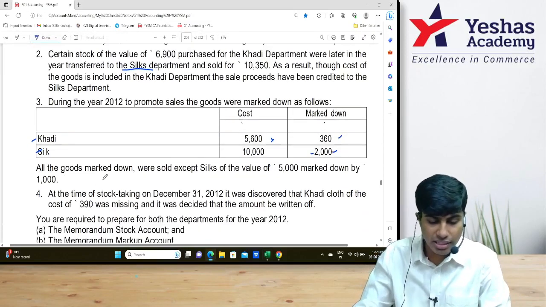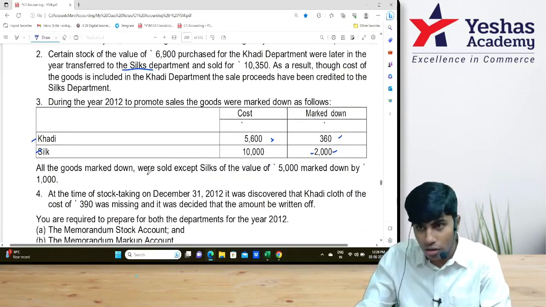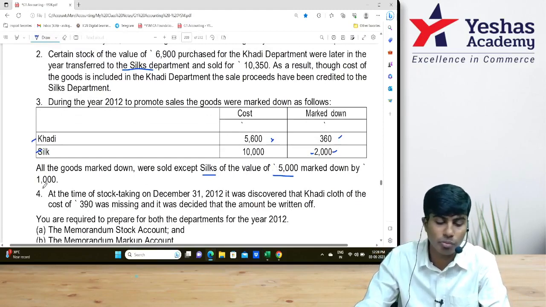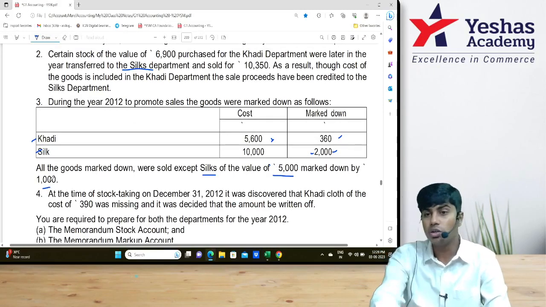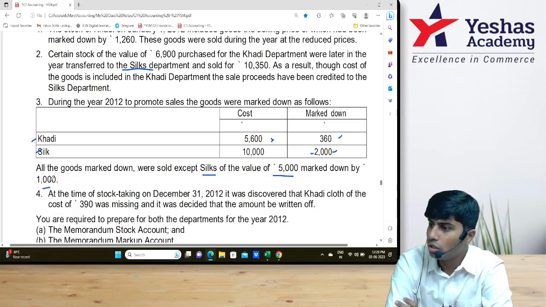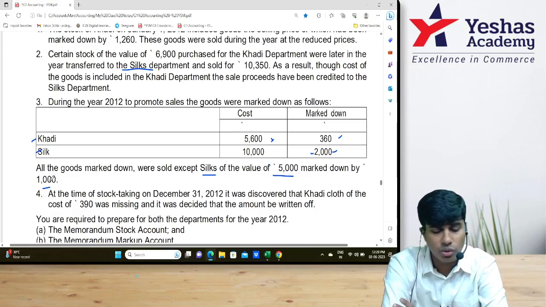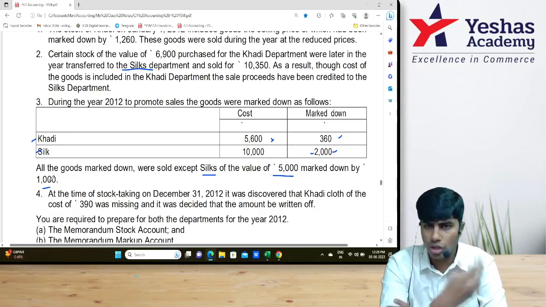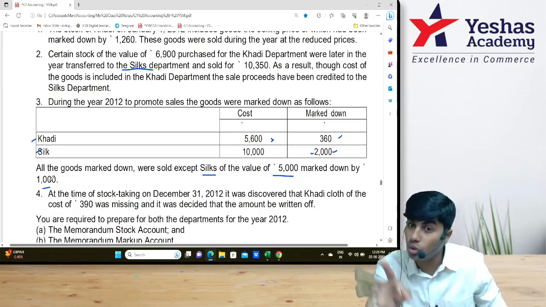But it very clearly says all the goods marked down were sold except silks of value 5,000 marked down by 1,000. Right next to this, 1,000 included in closing stock. 5,000 is included in closing stock. Underline that 5,000, right? Included in closing stock. So we should do markdown for how much? 1,000. Markdown of 1,000 on closing stock.